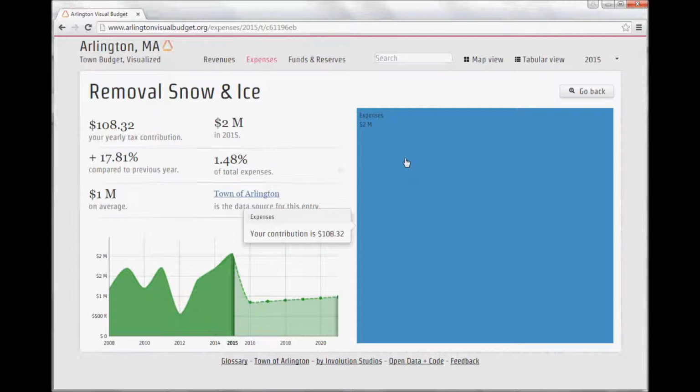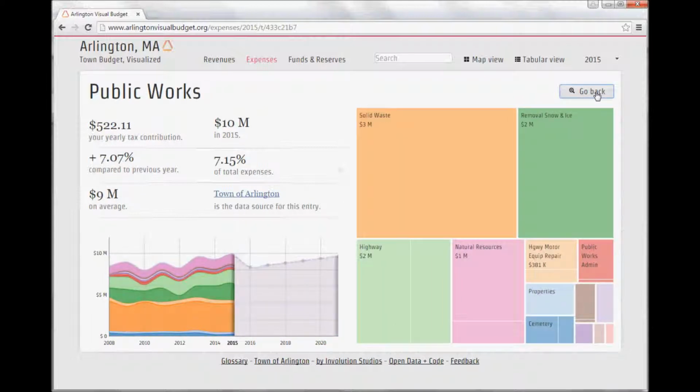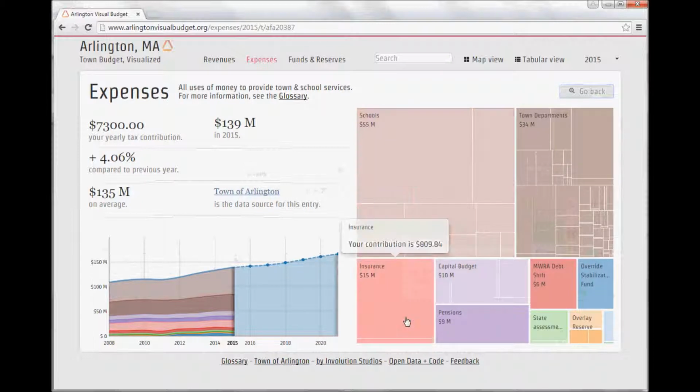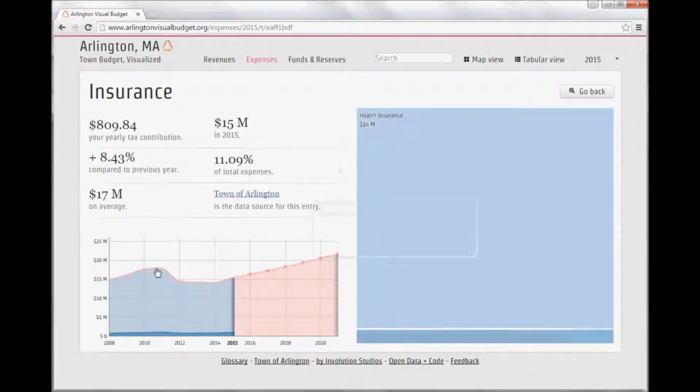Seeing the budgets this way tells a lot of stories. For example, if we dive into the insurance budget, you can see the impact moving to the state insurance program has had on our insurance expenses, saving almost $4 million immediately and lowering the growth rate from 8% to 6% or less. Now, where does the money come from to fund town services? You can find out by clicking the Revenues tab.